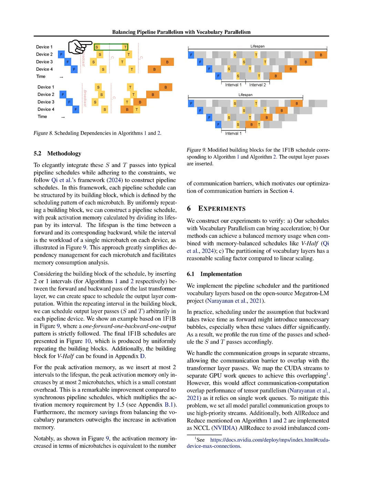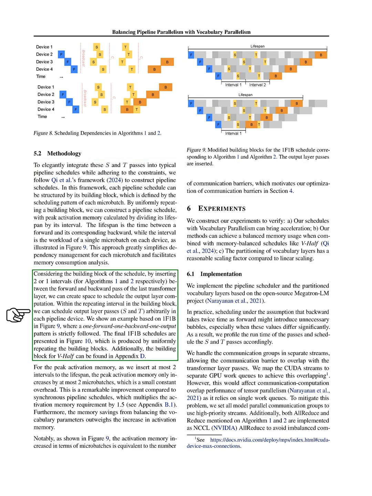To effectively integrate the S and T passes into typical pipeline schedules while following these constraints, we utilize a framework that structures pipeline schedules based on building blocks defined by the scheduling pattern of each microbatch. By repeating a building block, we can create a pipeline schedule, with peak activation memory calculated by dividing its lifespan by its interval. The lifespan is the time from a forward pass to its corresponding backward pass, while the interval represents the workload of a single microbatch on each device. This method simplifies dependency management and aids in analyzing memory consumption.